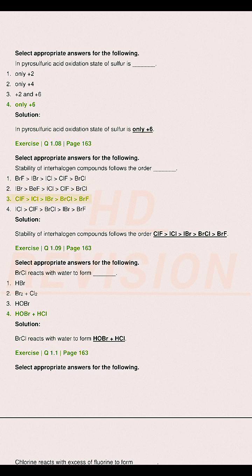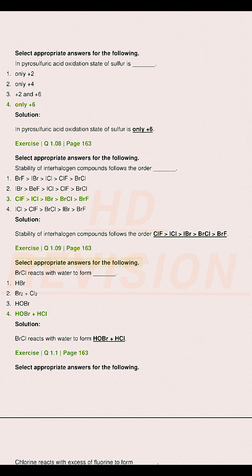3. ClF > ICl > IBr > BrCl > BrF. 4. ICl > ClF > BrCl > IBr > BrF. Solution. Stability of interhalogen compounds follows the order ClF > ICl > IBr > BrCl > BrF.